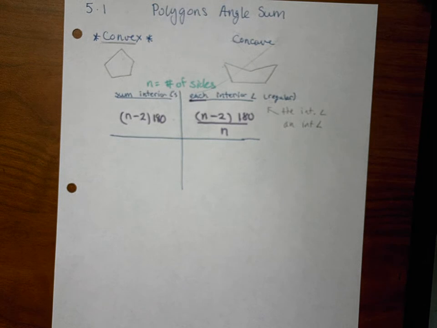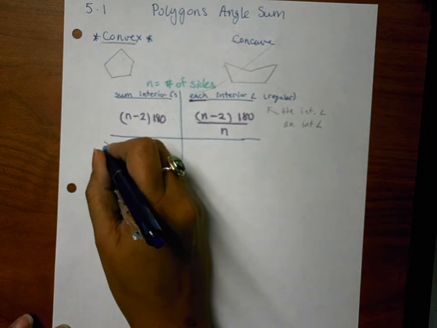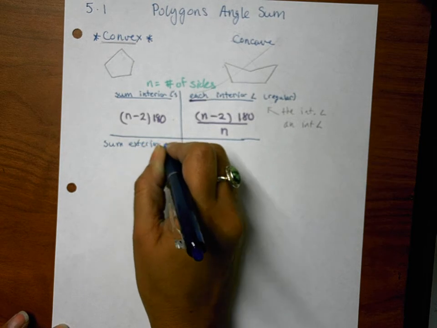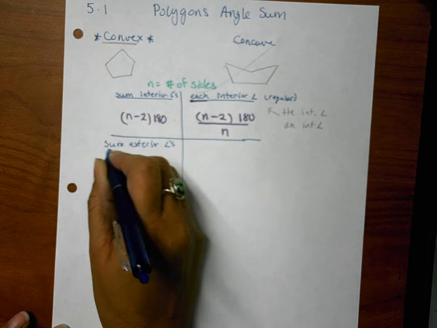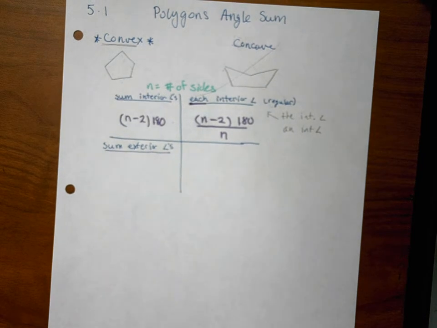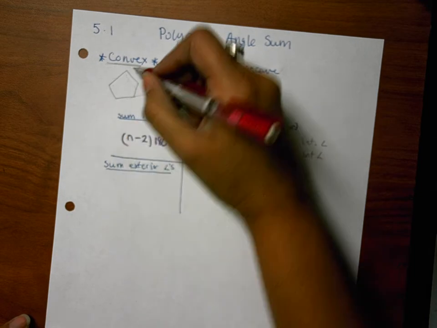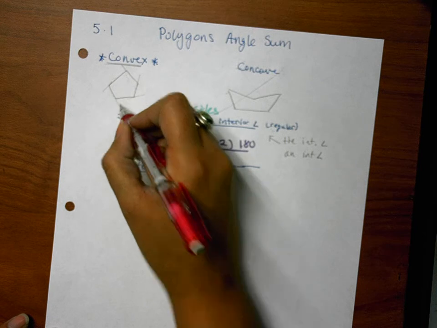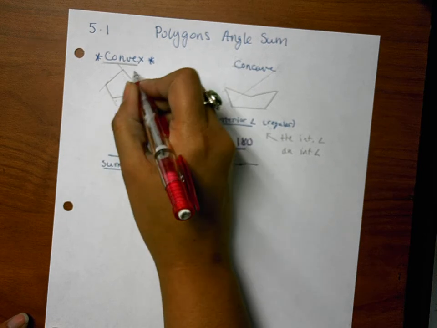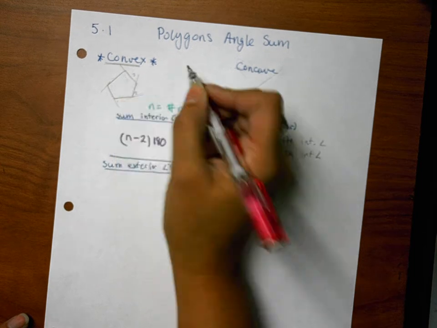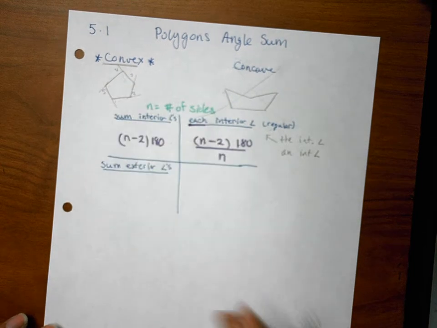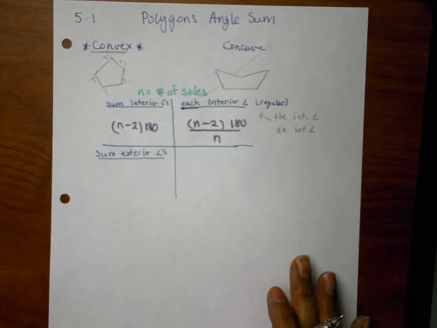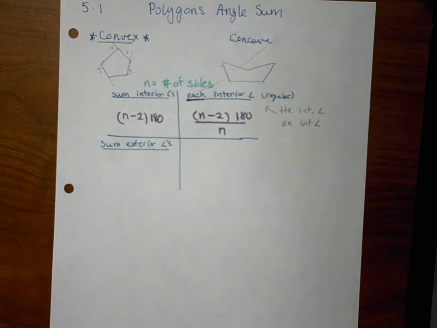Okay, next one is the sum of the exterior angles. Now that's all the angles on the outside, like this. Now there will always be the number of sides exterior. So there's 1, 2, 3, 4, 5 exterior angles for a pentagon. For a triangle, there would be 3 exterior angles.